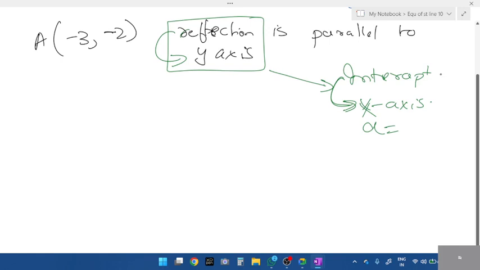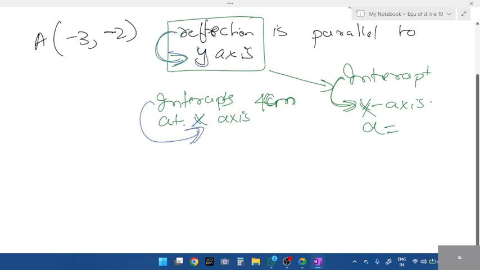So reflection is parallel to y-axis. Intercepts at x-axis, let me write 4 centimeters at x-axis. Okay, so whenever reflection is given, don't take extra value, students. Reflection is for x-axis. It is one pair. Fine. Intercept at y-axis. So intercept and x-axis is one pair. Wherever the word intercept is given, that value is supposed to be taken as A.